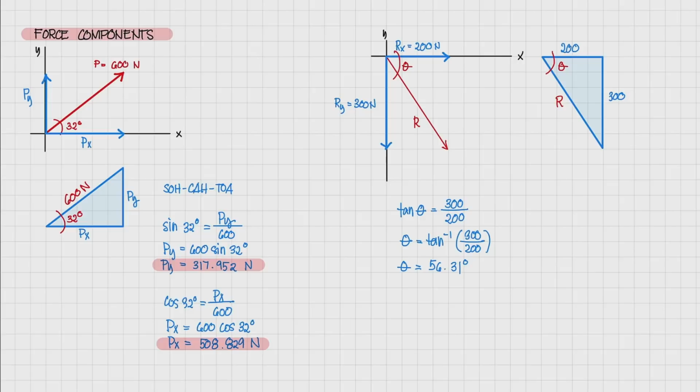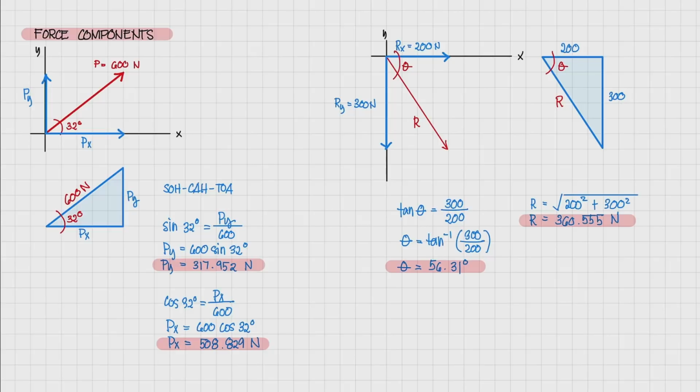So what about the resultant force? Our resultant force is the hypotenuse, so now we can use the Pythagorean theorem. It is equal to the square root of the squares of your components, or 200 squared plus 300 squared. Now our R would be equal to 360.555 newtons. So that's our resultant force and the angle of inclination.